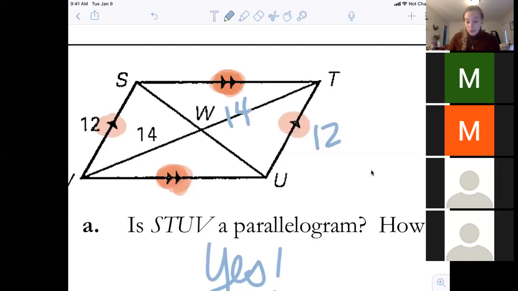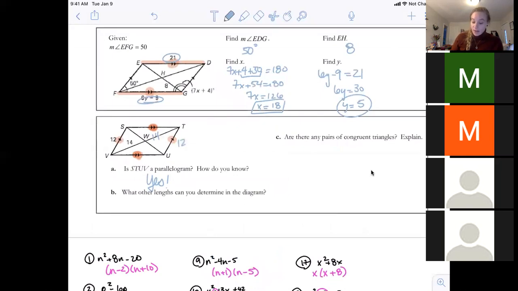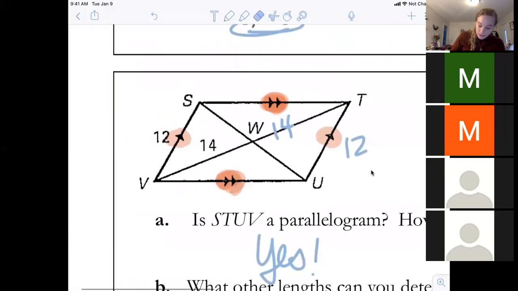Now, this last question is open to anyone because it says, are there any pairs of congruent triangles? And I think that there are 4 sets of congruent triangles. So I'm going to erase all of this nonsense on here. I can prove these triangles are congruent by side, side, side, or side, angle, side, and I'll show you on that first one. But after that, we'll just assume based on all the things we know about parallelograms that that's true. Who can see one pair of congruent triangles?